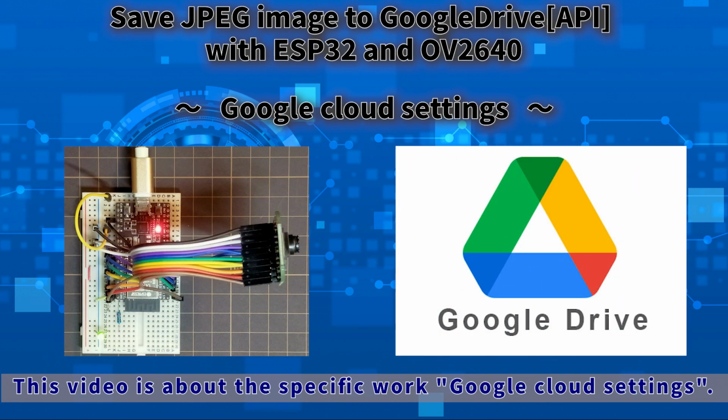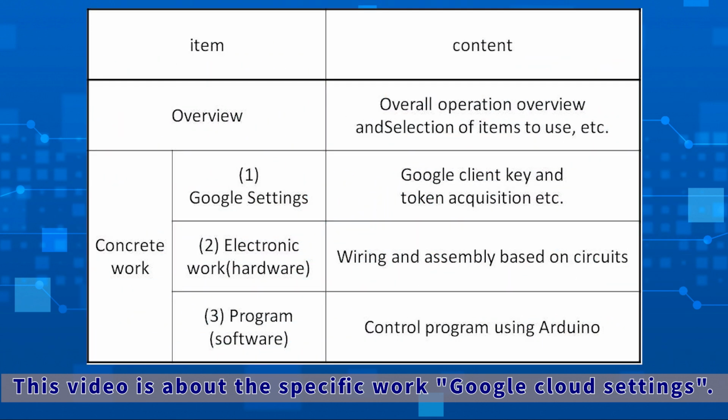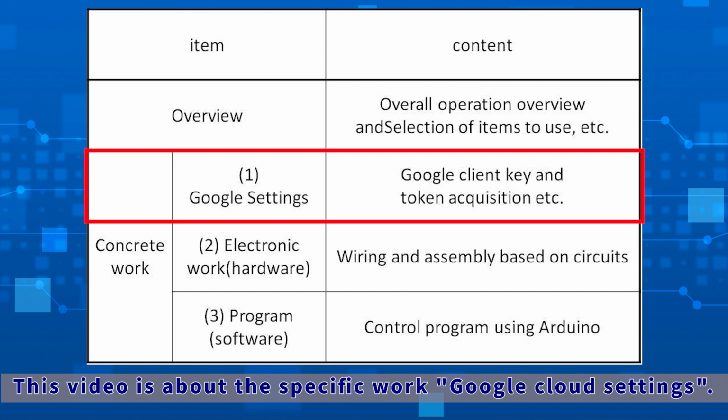I would like to do electronic work that acquires images with an IoT camera and saves them in Google Drive. This series was supposed to be completed in 4 videos, the first of which was an overview of how to operate IoT cameras in Google Cloud. This time, it is Google's setting of the second concrete work.